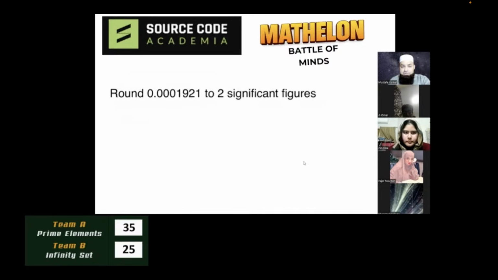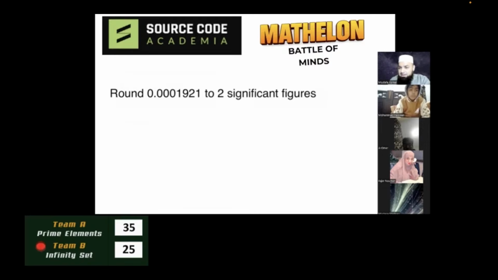Round 0.000192 to 2 significant figures. Team B, Hassan. Yes, Hassan? 0.00020. All right. 0.00020. No, that is not the correct answer.